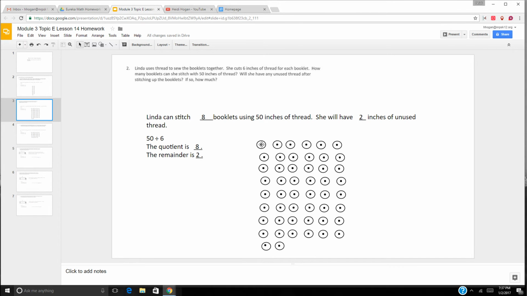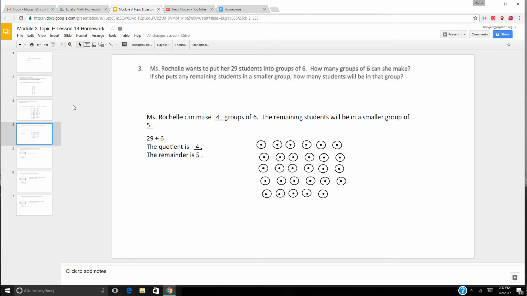Now, you're making an array, and you're seeing how close you can get to 50 without going over. So 6 times 8 is 48, 49, 50. So that's as close as you can get. Okay. Ms. Rochelle wants to put her 29 students into groups of 6. And we do that in our class. And when we have 15 kids, we can be in groups of 3 or groups of 5 without anyone left over. But what if we made a group of 6? We would have a group with fewer students.